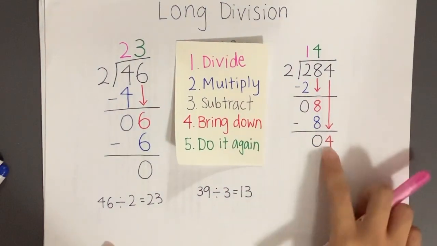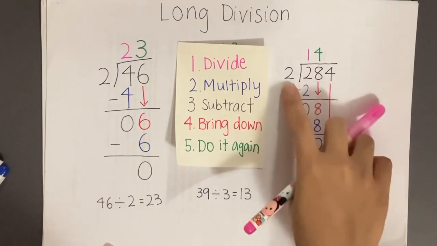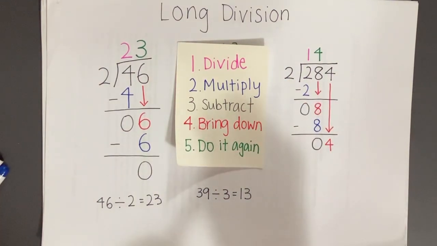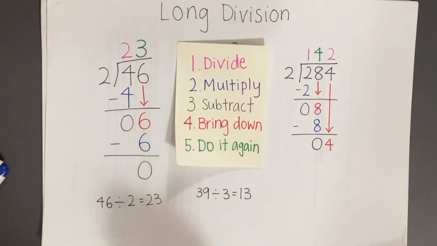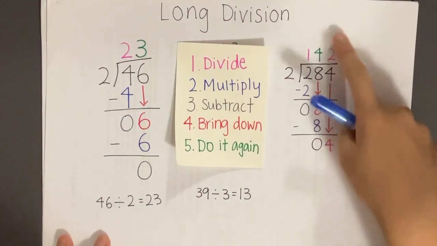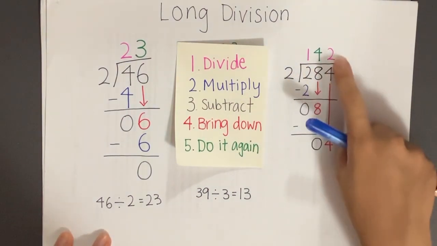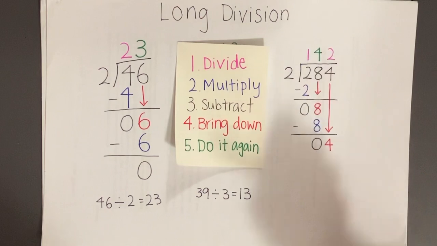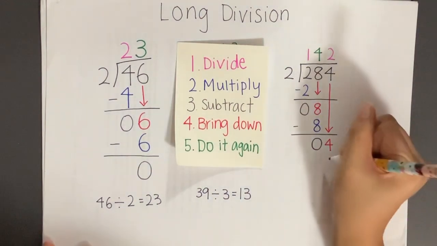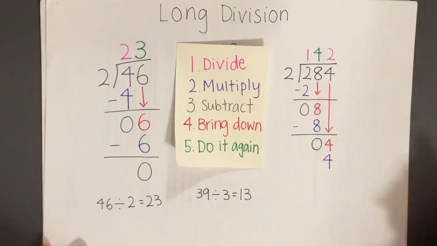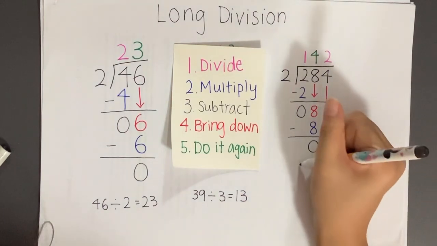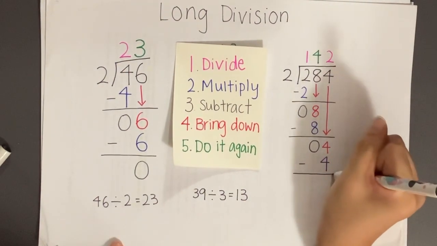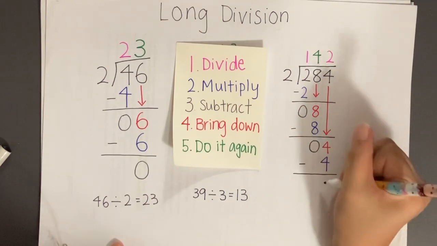So I start from the top, I go back to divide. Now I'm left with 4 ones. 4 ones, I divide by 2, it gives me 2. Next step is multiply. 2 times 2, because now I'm in my ones column, so when I multiply the digit that's in the ones column, 2 times 2 is 4. So I put my 4 here. Third step, subtract. 4 minus 4 gives me 0.